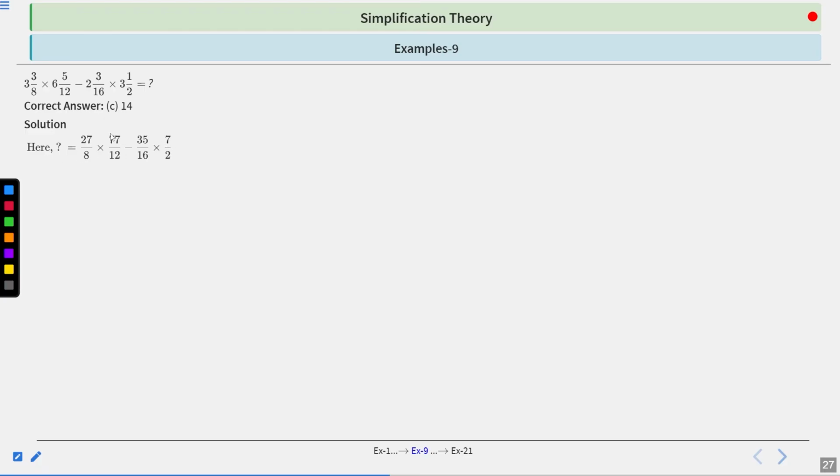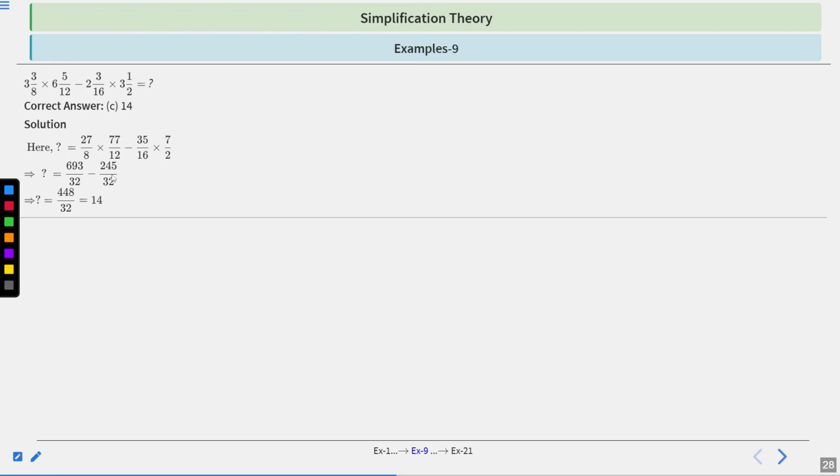So this is the very simple question of multiplication and subtraction of the fraction. So we can solve it and we get the value of the question mark. So when we solve it, we get 693 upon 32 minus 245 upon 32. So question mark equals 448 upon 32. So when we solve it, we get 14. So C is the correct answer.